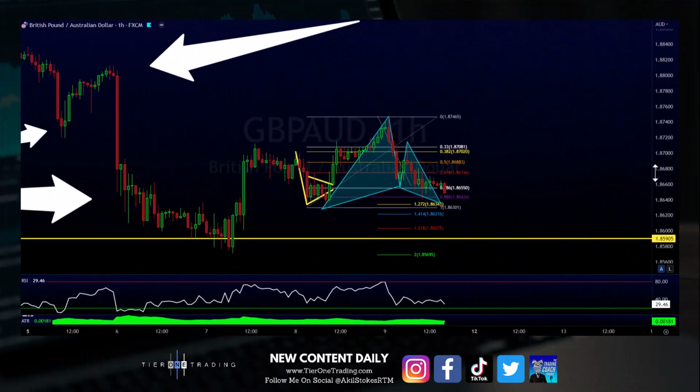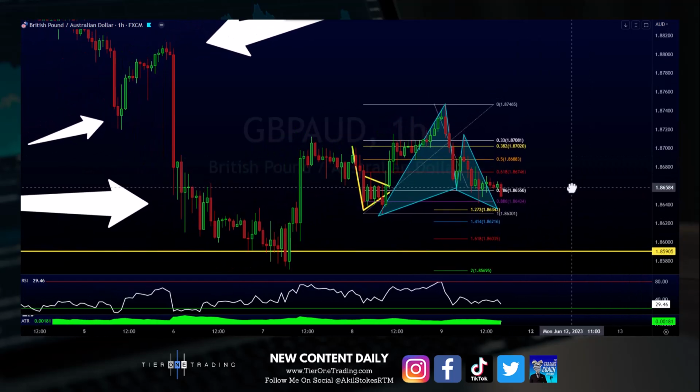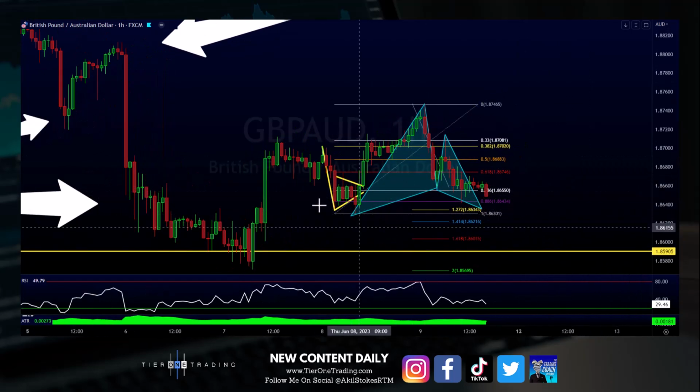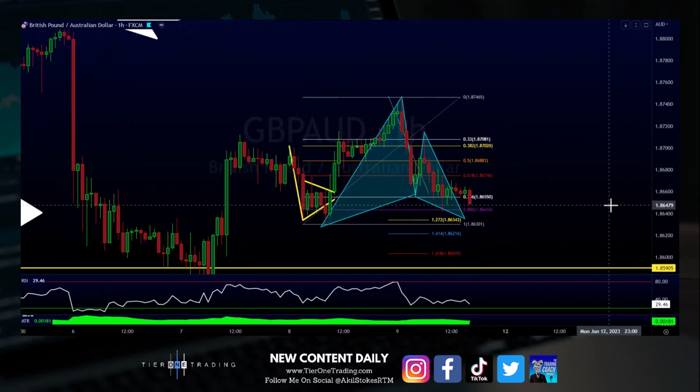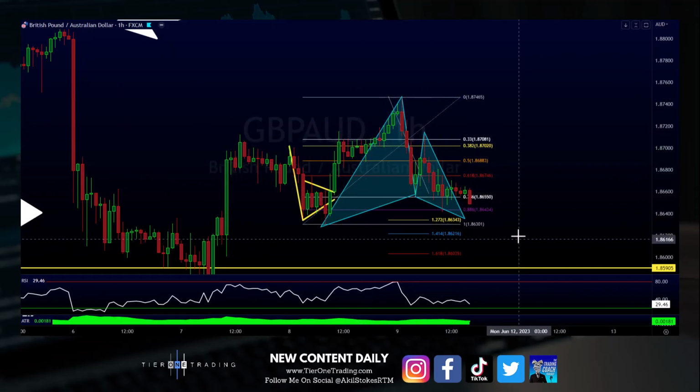Next up is going to be the pound Aussie hourly chart. My notes are already on here, so I'm just going to leave them on here. We looked at this last week for a little flag pattern break. We ended up popping out in the opposite direction here. But then we put in a little bit of a consolidation. The market didn't really make up its mind on which way it wanted to go, and it ended up consolidating.